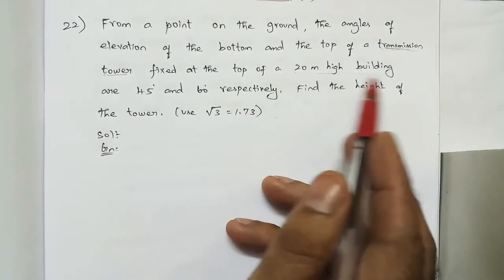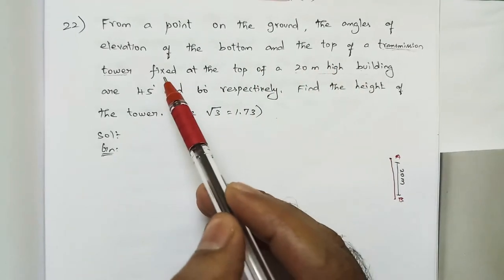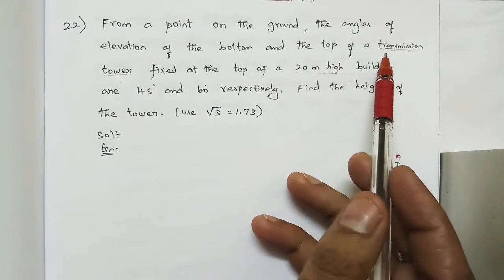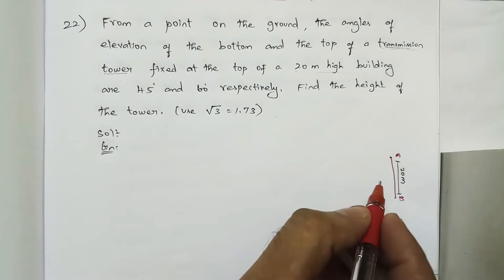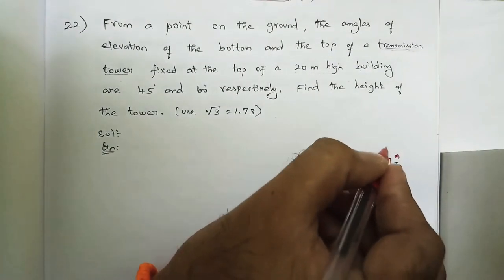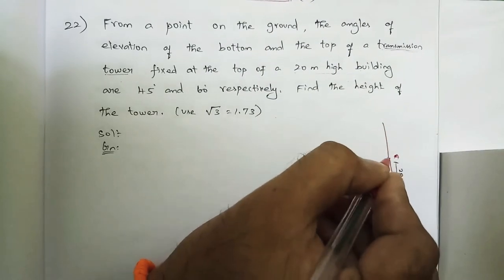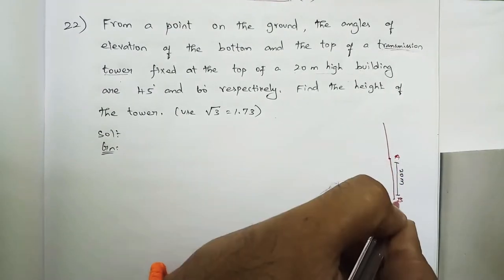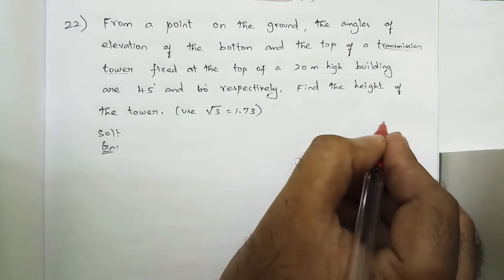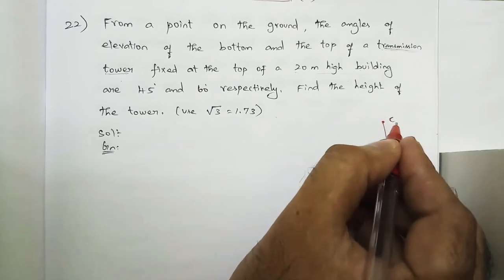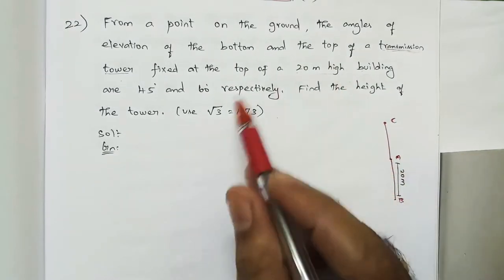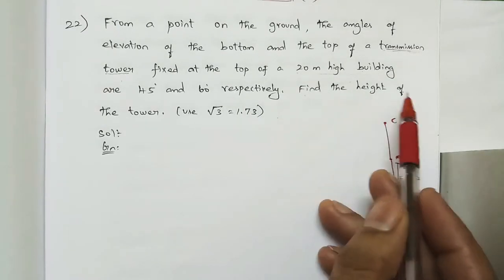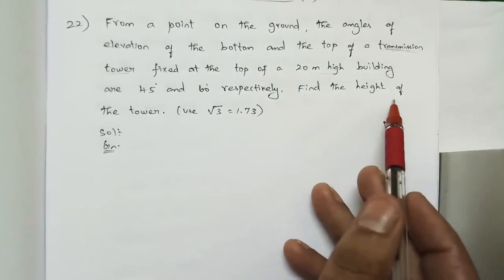They are fixing the transmission tower at the top of the building, so I'm drawing the transmission tower there. AB is the height of the building, and AC is the transmission tower. They didn't give the height of the transmission tower. That only we want to find. Find the height of the tower.